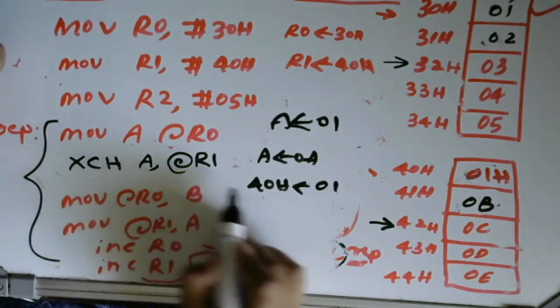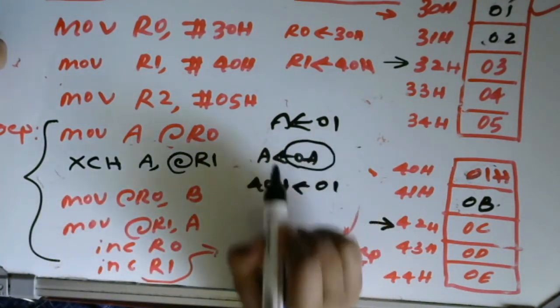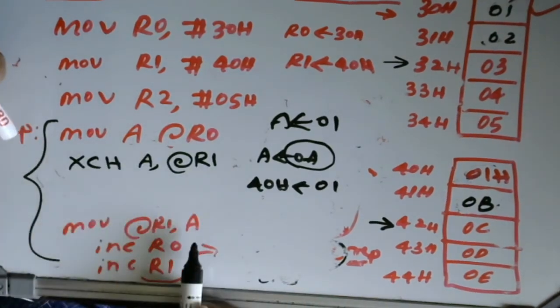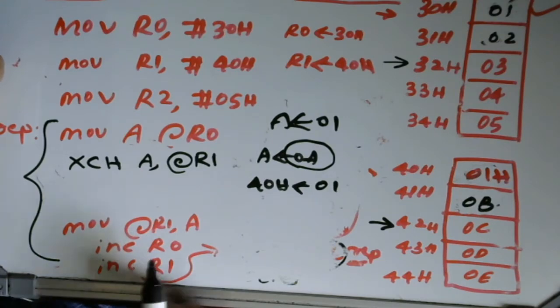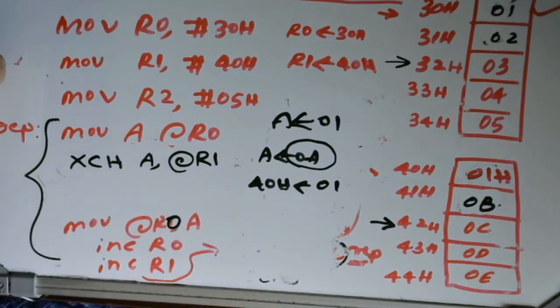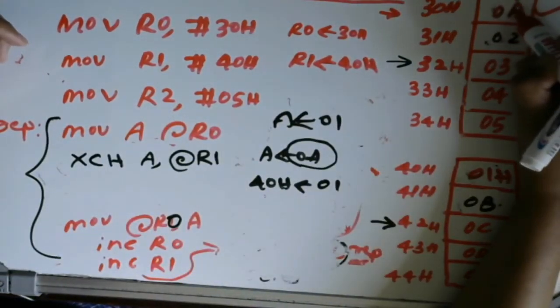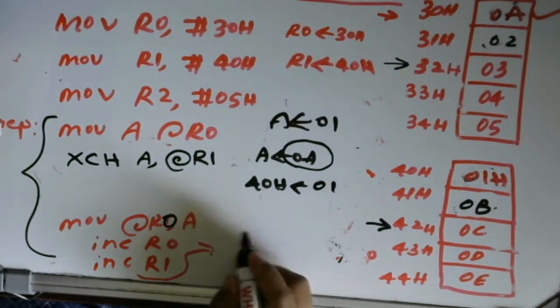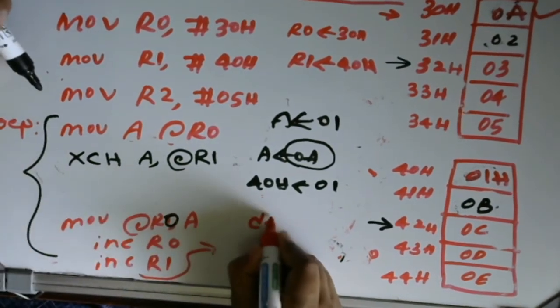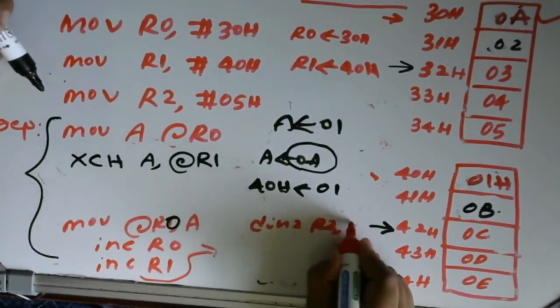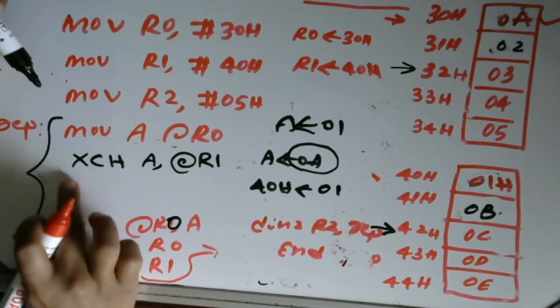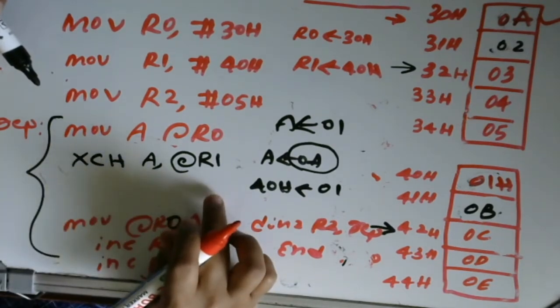But still our 30H is having 01, right? So now when we exit, 0A is present in the accumulator. For that we now have to use the instruction MOV @R0, A. So R0 will get the data 0A. The rest of the instructions are the same. After this we'll have DJNZ R2, repeat, and end. So instead of using this exchange instruction, two instructions are reduced.